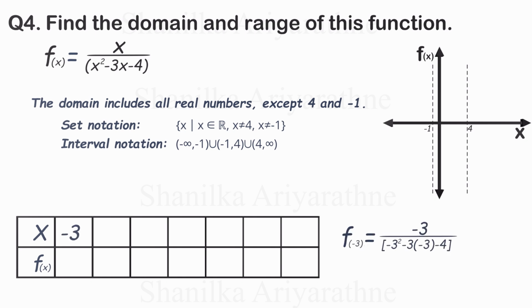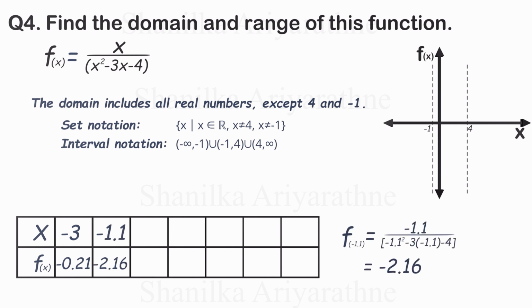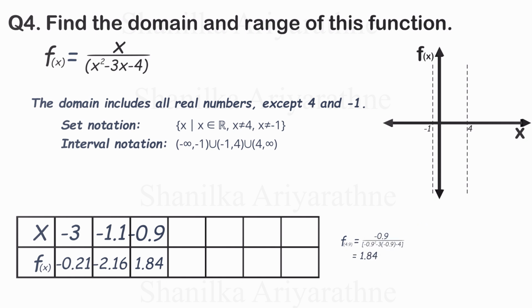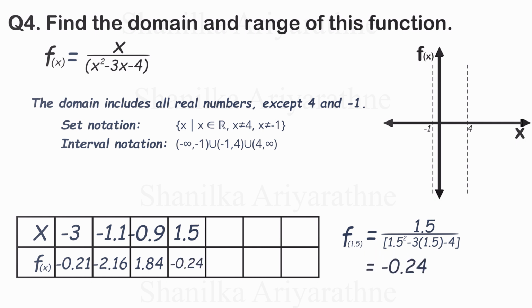If x is minus 3, f(x) is equal to minus 0.21. If x is minus 1.1, f(x) is minus 2.16. If x is minus 0.9, then the f(x) is 1.84. If x is 1.5, then the f(x) is minus 0.24. If x is 3.9, then the f(x) is minus 7.96.